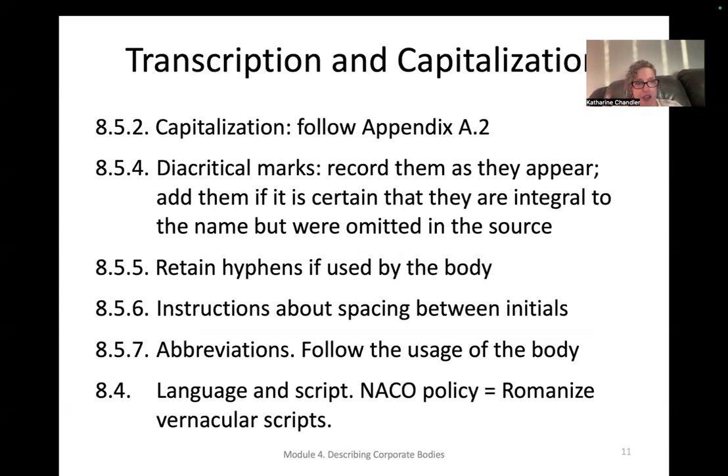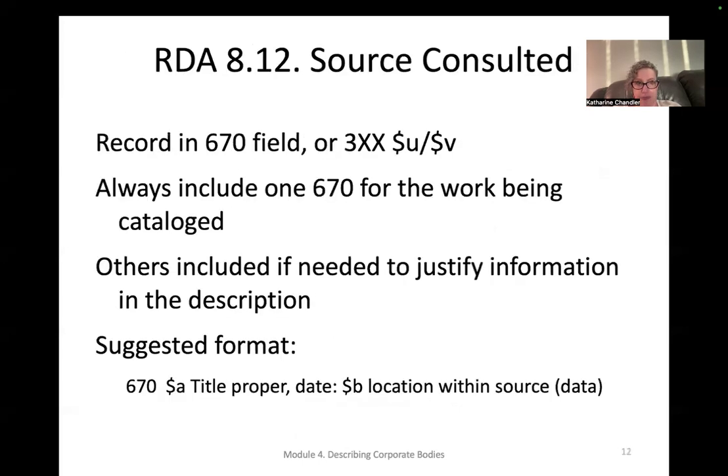Transcription and capitalization, and these are all the various rules. 8.5.2 capitalization, follow appendix A.2. 8.5.4 diacritical marks, record them as they appear, add them if it is certain that they are integral to the name but were omitted in the source. 8.5.5 retain hyphens as used by the body. 8.5.6 instructions about spacing between initials. 8.5.7 abbreviations follow the usage of the body. 8.4 language and script, NACO policy equals Romanized vernacular scripts.